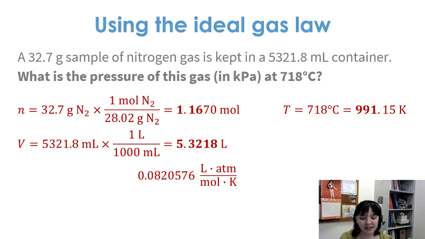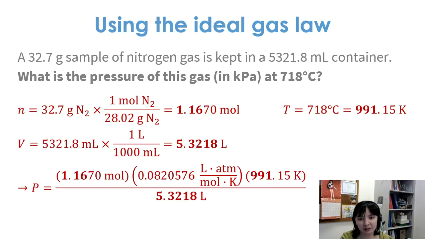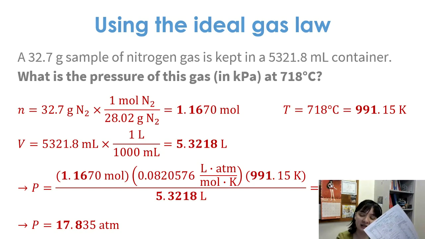Again, rearranging that to solve for pressure alone, I have nRT divided by V. That's what I've put together in my equation on the screen here. And solving for that, I got 17.835 atmospheres. But I'm not done here. What this question is asking for is not just the pressure of the gas in atmospheres, but the pressure of the gas in kilopascals. So I'll need to refer to my equalities and conversions.